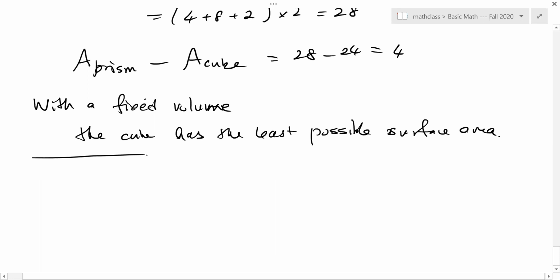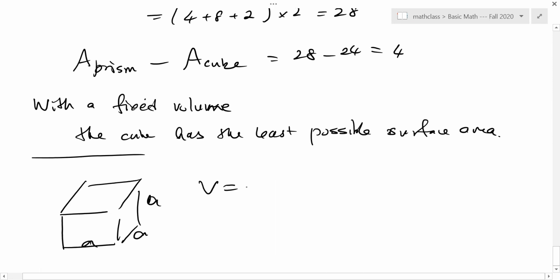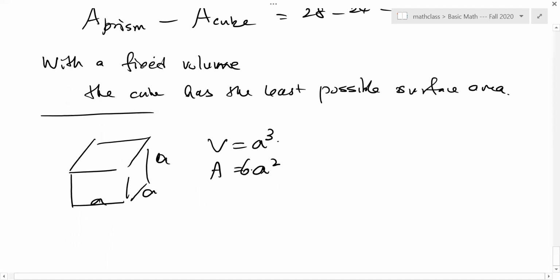So anyway, let's take a look at the cube. Cube is so special, right? Cube, a and a and a. The volume is going to be a cubed, a times a times a, okay? And the surface area is a squared times 6, right? A squared times 6, okay?